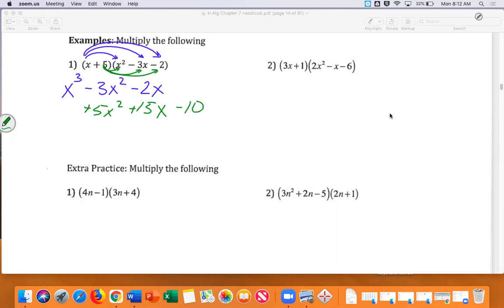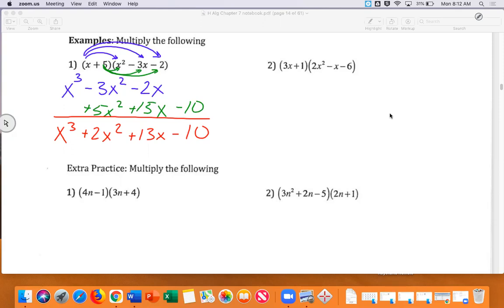So now when I find my answer, remember I'm combining. I have x cubed, negative 3x squared plus 5x squared, so that's going to be plus 2x squared. It's going to be negative 13x minus 10. You see that? AJ, you see that? Subtle, right? But that's really easy.